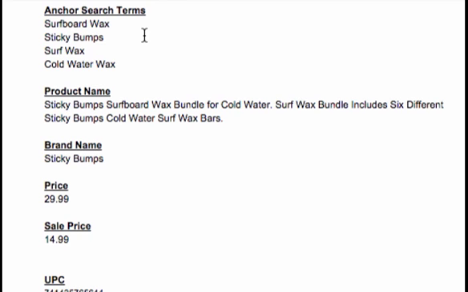And then fourth was cold water wax. This was one that's more niche. It had actually less traffic, everything, but I think it's important to include on there because people are looking for it. And it's a nice little filler until we find some more. So in order of importance, these are our anchor search terms.